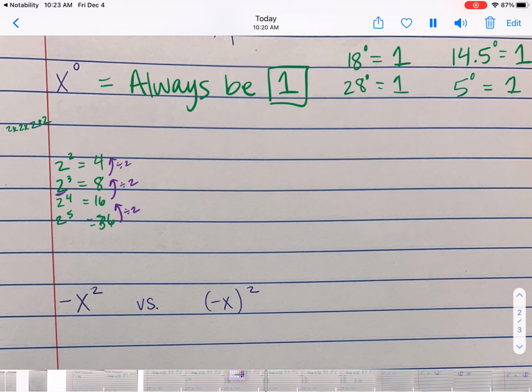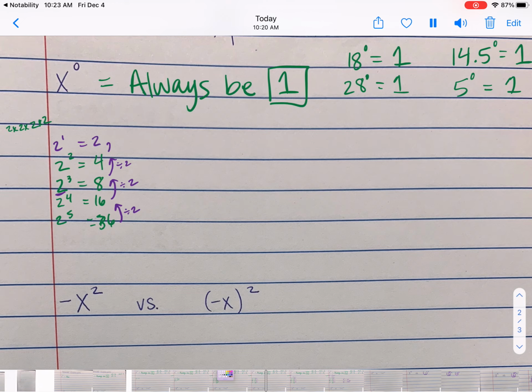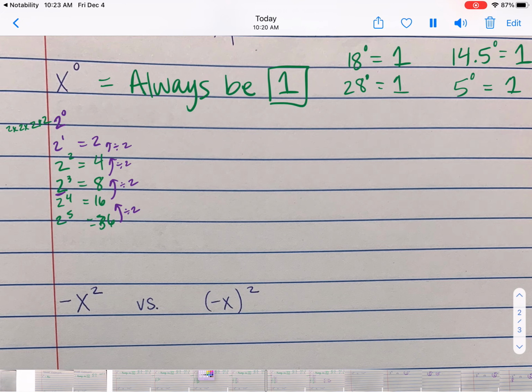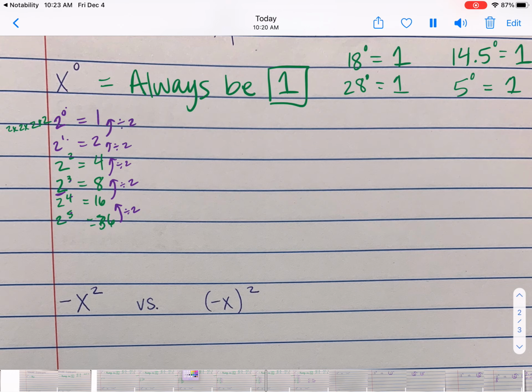So if I had 2 to the power of 1, I moved down an exponent, so I'm going to divide by 2, and my answer would be 2, because I divided by 2. And that makes sense. Anything to the power of 1 is itself. Okay, now if I moved down again, 2 to the power of 0, see how I'm decreasing my exponents each time? 5, 4, 3, 2, 1, 0. My answer is going to be 1 because as I moved down, I divided by 2. 2 divided by 2 is 1. Okay, that works with anything.